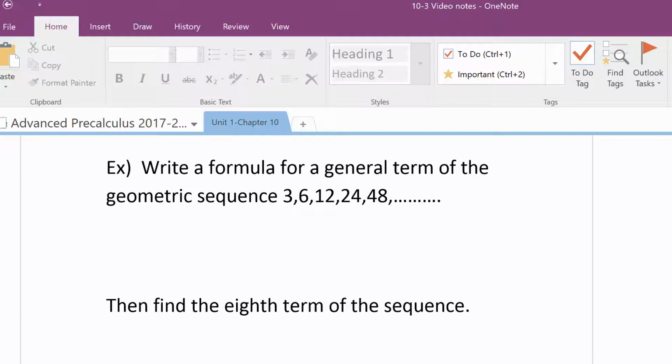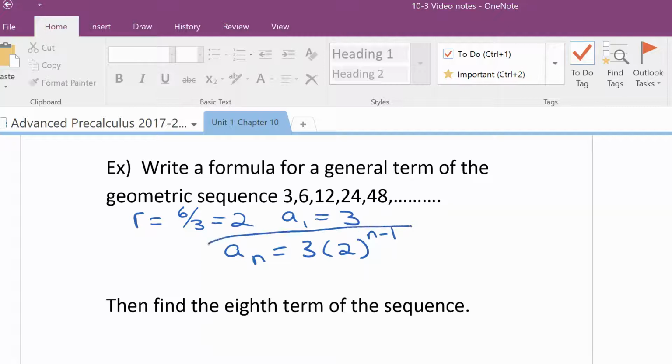Writing a formula for the general term of a geometric sequence. Well, the first thing you want to do is figure out what the ratio is. And here the ratio is 2, because you could do 6 divided by 3, or you could notice that you're multiplying by 2 to go from term to term. The first term is 3, so to write a formula for the general term, you would take the first term, which is 3, and multiply it by the ratio to the n-1 power. So there is your formula for the general term of the sequence.